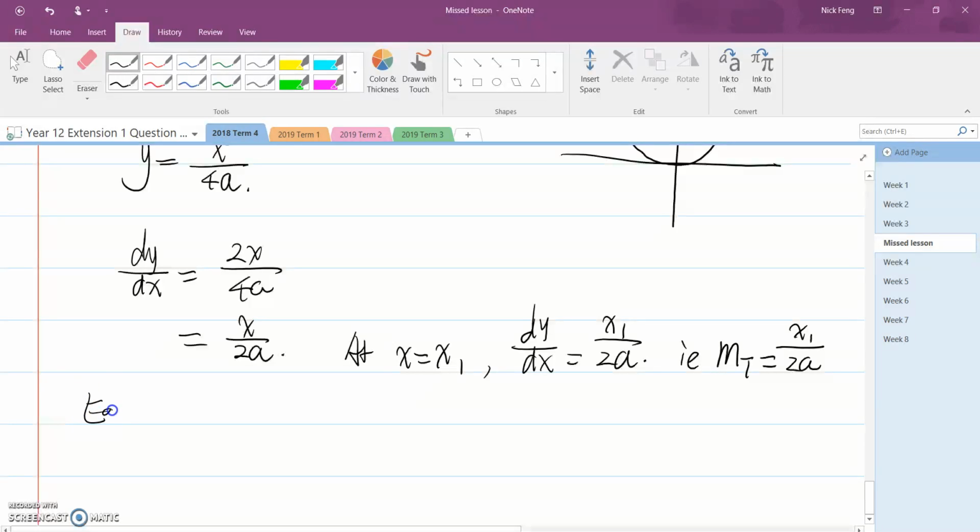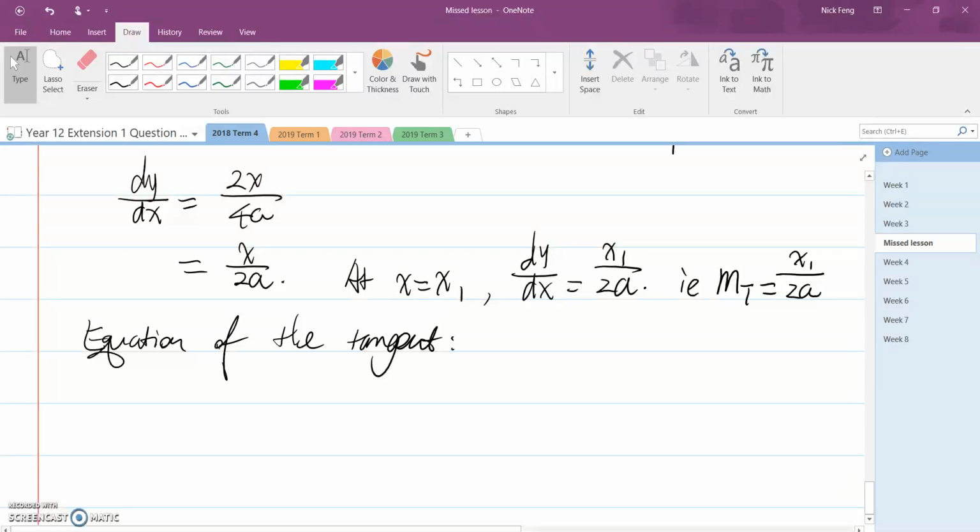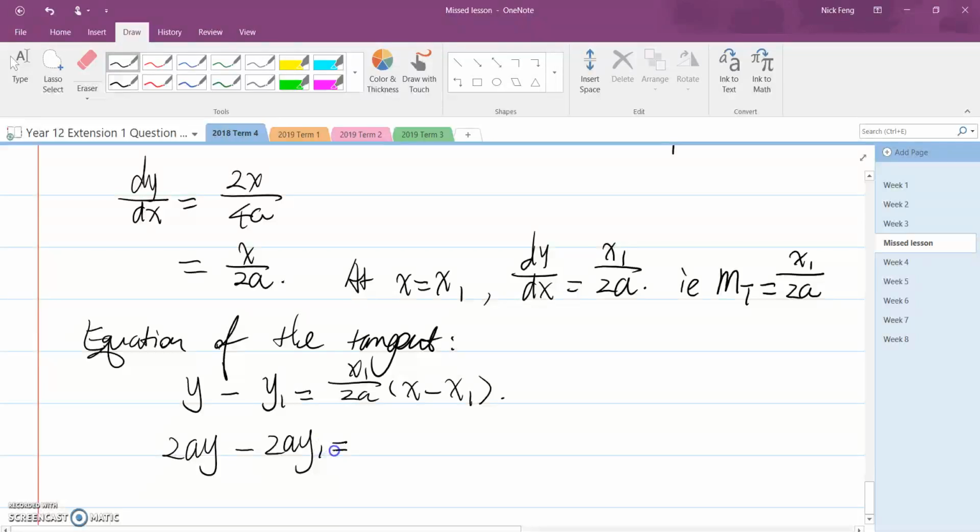So therefore, the equation of the tangent. Now, to derive the equation of the tangent, there's a little trick inside here, which you always need to memorize. Let's take a look. That's easy, just y minus y1 equals x1 over 2a, times x minus x1. Then we multiply both sides by 2a, because we want to get rid of the fraction. Be careful which one is y1 and which one is y. It's easy to get confused.